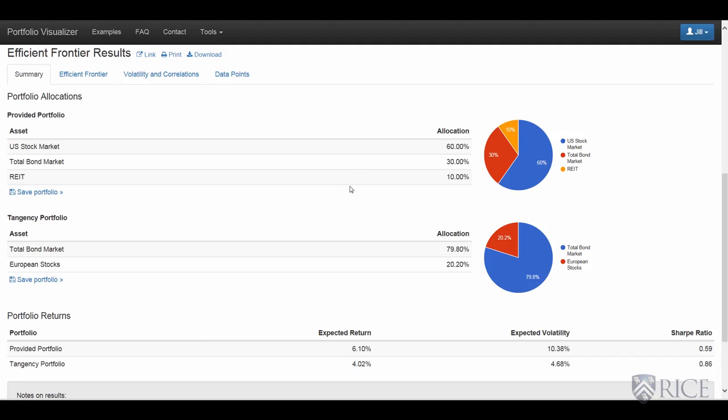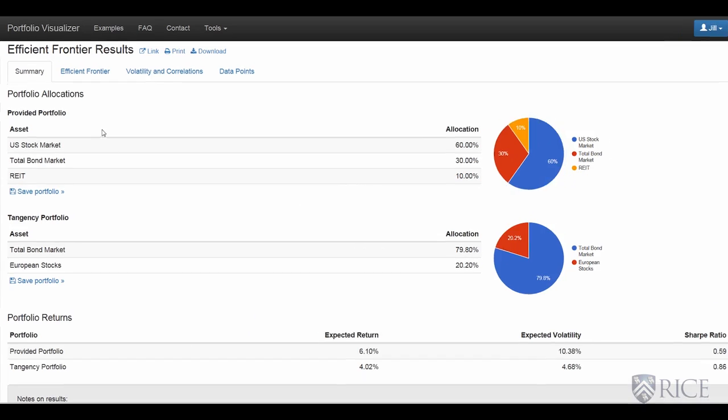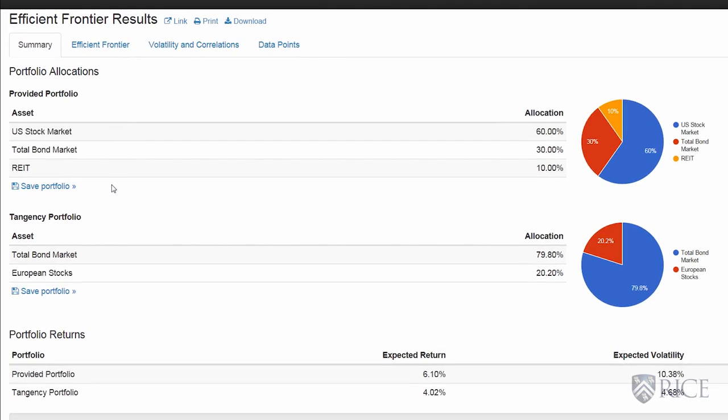We will first of all be shown pie charts in terms of the asset allocation that I put in, as well as the tangency portfolio. And the tangency portfolio has 80% bonds and 20% European stocks. But even that only gives me an expected return of 4%, while my portfolio gives me an expected return of 6%. Neither of which are really what I'm looking for. I'm really looking for more like 8%.